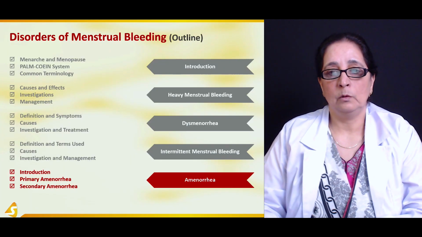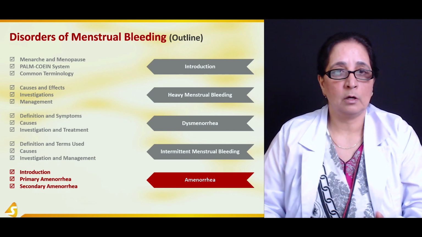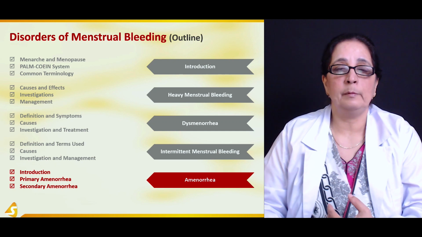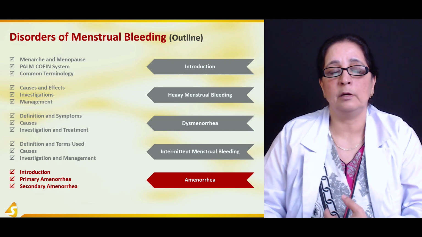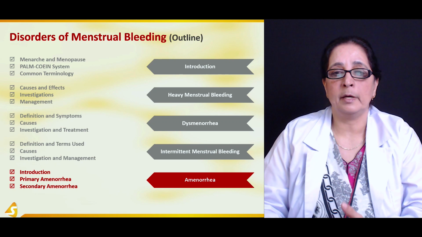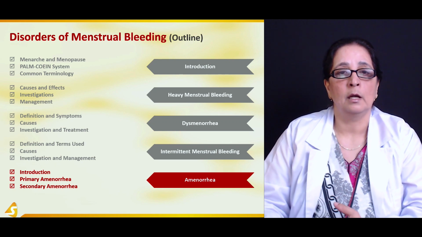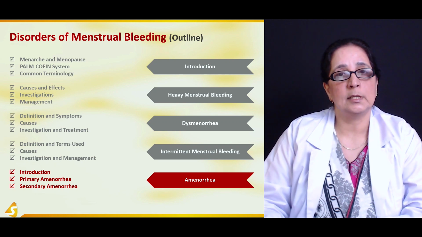So this concludes our lecture topic, disorders of menstrual bleeding, in which we talked about heavy menstrual bleeding, dysmenorrhea, intermittent menstrual bleeding, amenorrhea, and the Wurzbaum-Cohen system of classification.